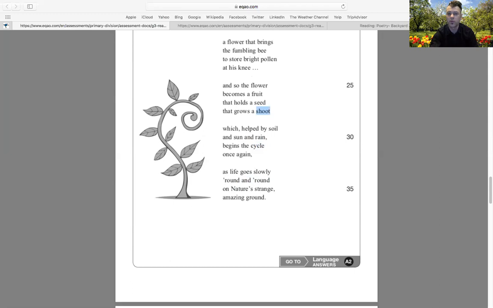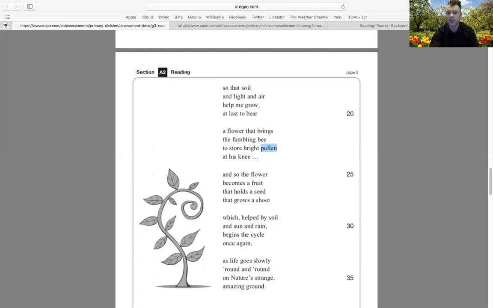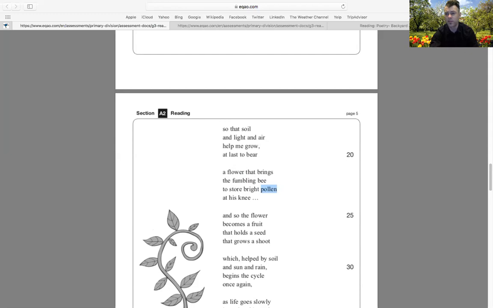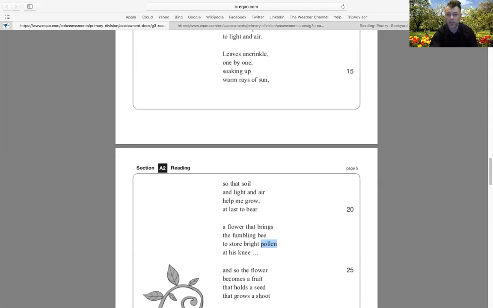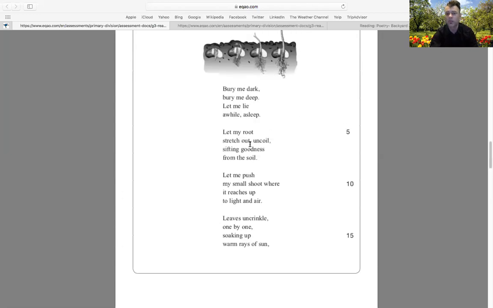Fumbling means to kind of fall. Pollen, if you didn't know what that is, it's kind of like a seed from a flower that basically goes from flower to flower, that bees and other insects pick up, and allow those seeds to go from flower to flower. Uncoil means, we know to coil up like a snake, it's all wrapped up, and uncoil means it uncoils or it brings forth. So most of the stuff we know.